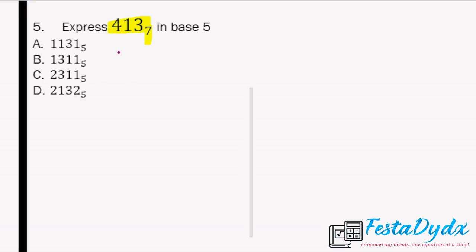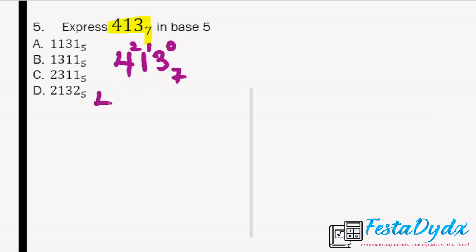Now, converting 413 base 7 to base 10, we're going to put a power here: 0, 1, 2. Now, what I'm going to do is 4 times this base raised to the power of 2. This 4 that has 2 on it is going to be multiplied by 7 raised to the power of 2. Now 1 is going to be multiplied by 7 raised to the power of the 1 on it, and 3 is going to be multiplied by 7 raised to the power of the 0 on it.